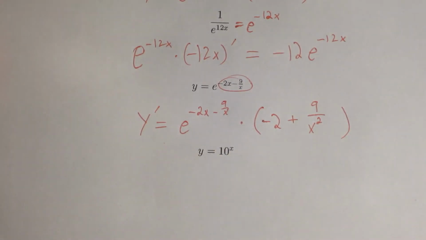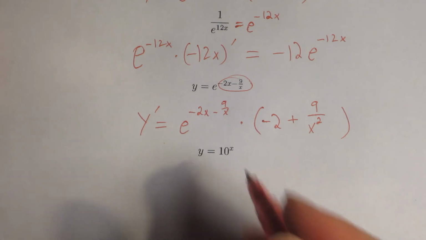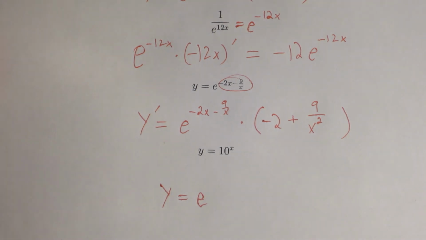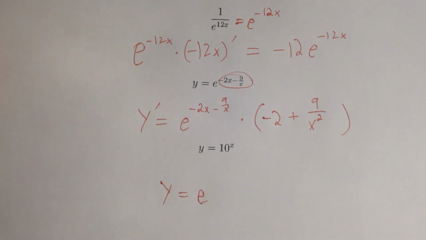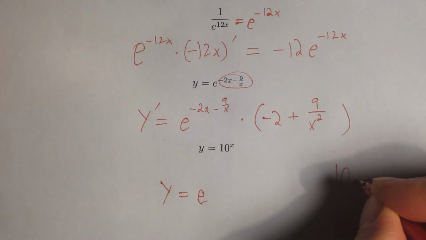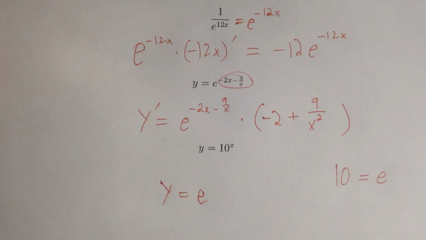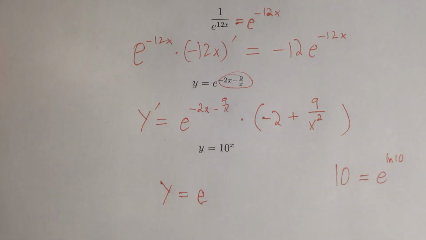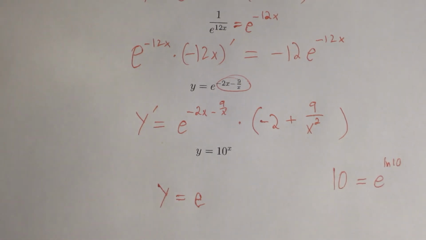To differentiate an exponential function where the base is not e, you first rewrite your function so that the base is e. So how many e's is 10 a product of? Well, ln 10 number of e's. By definition, basically ln of 10 is the number of e's that 10 is a product of.